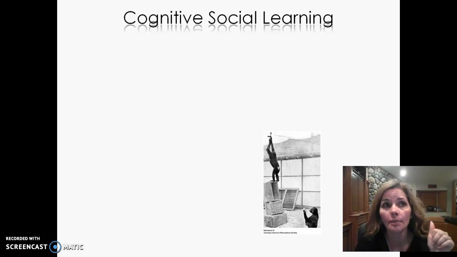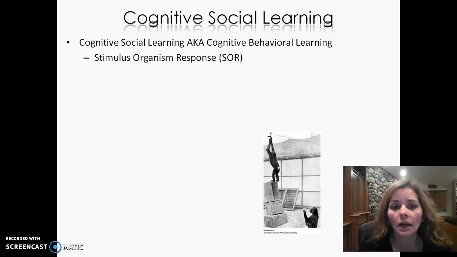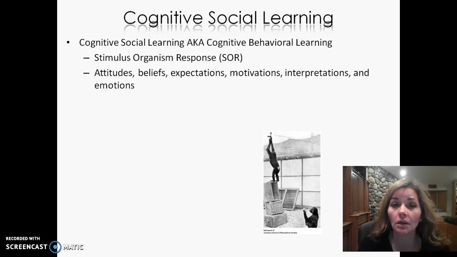So with Pavlov and classical conditioning, it's stimulus response. There's not a whole lot of individual thought or perception involved. With operant conditioning and Skinner, it's all about consequences. Again, there's no allowance for individual thoughts and perceptions about those consequences. For cognitive social learning theory, it's a little bit different.